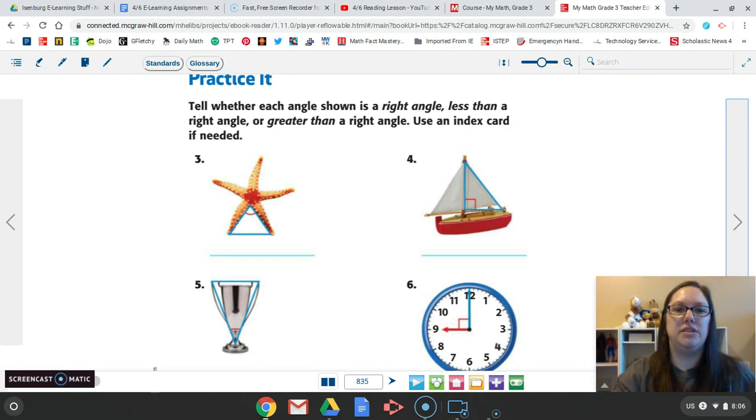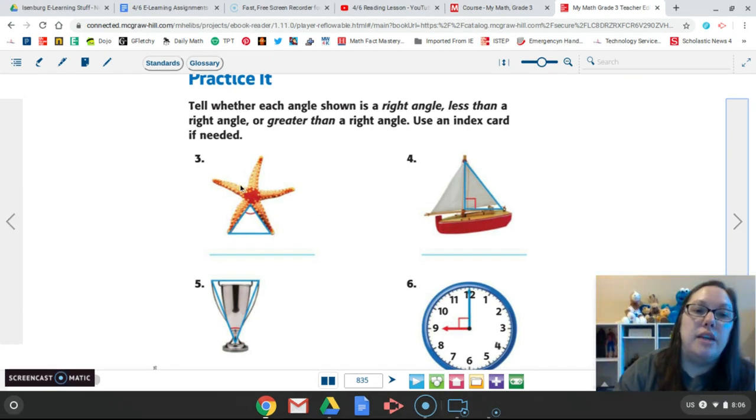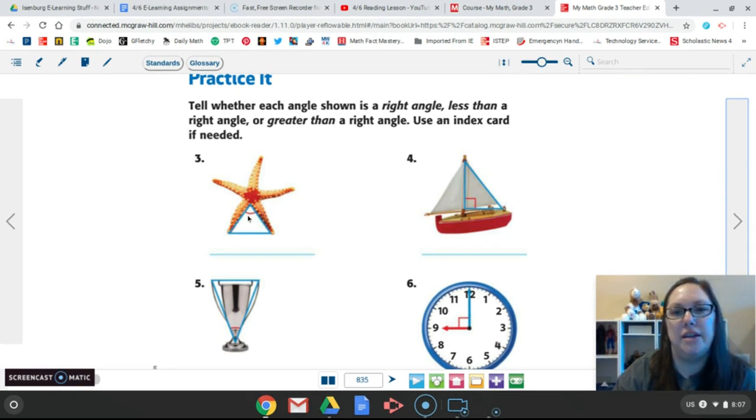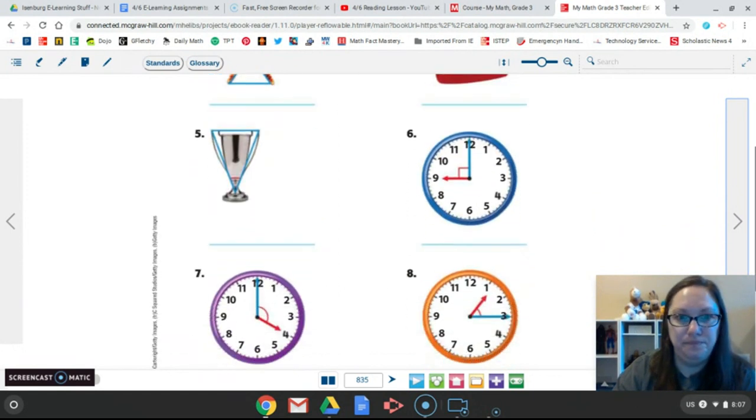So if you look at some of our examples, number 3 on your page has that small mouth. So this one is less than 90 degrees. Number 4 has a perfectly square corner. See the little square? That square shows you that this is automatically a 90-degree angle. So number 4 is a right angle. Number 5 has that small corner. Kind of looks like it's pinched together, so that means it's less than 90.